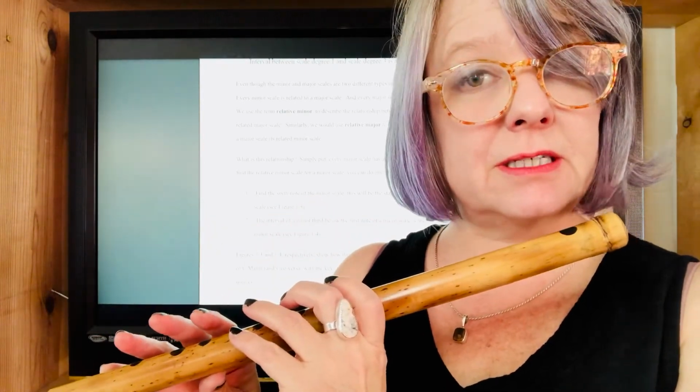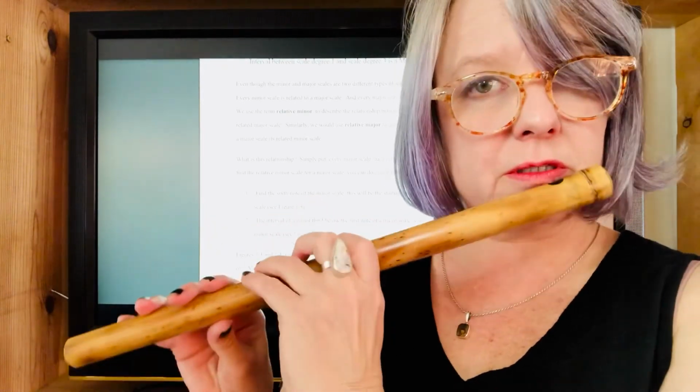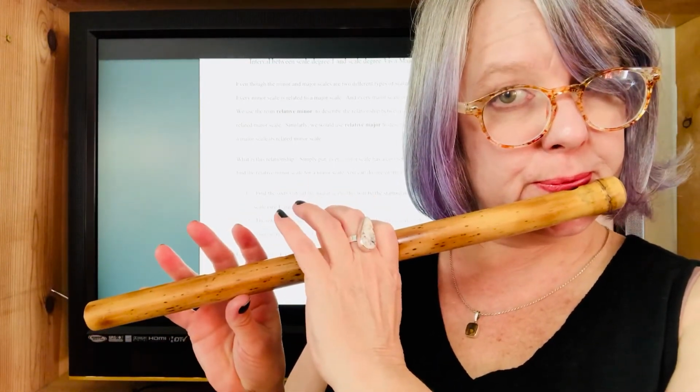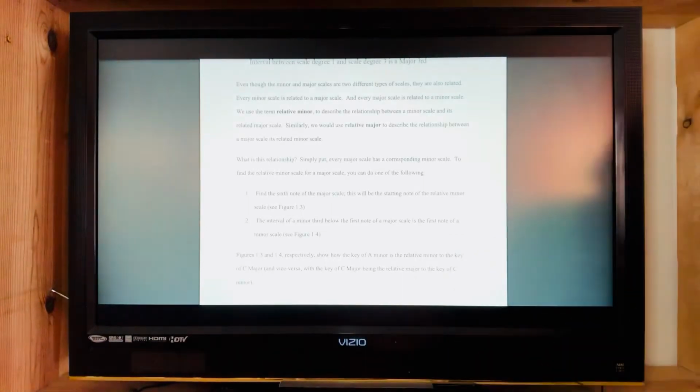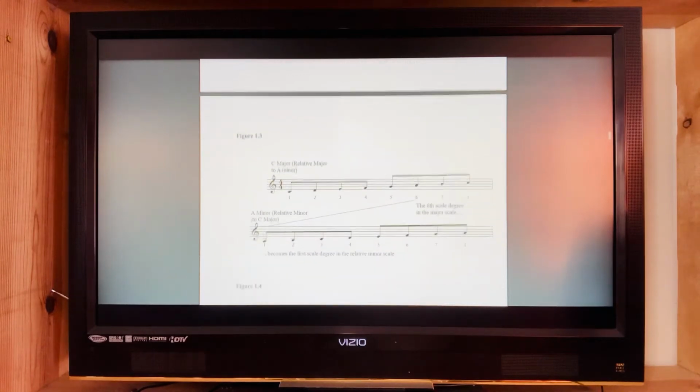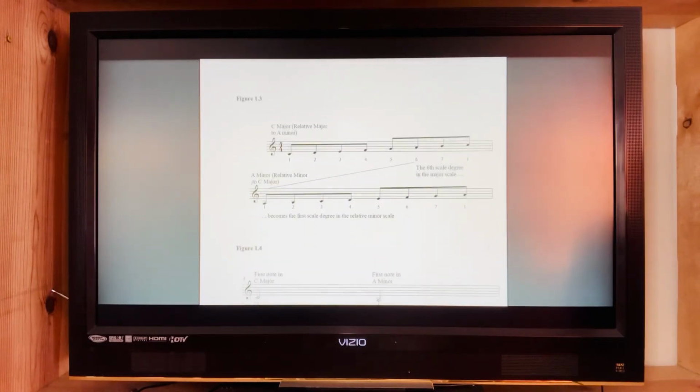Eight, 7, 6... Or you could start at the bottom and go up. All right. And then these show you with notation how they're related.